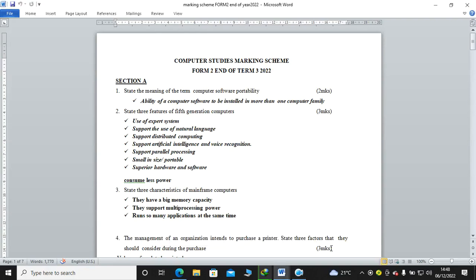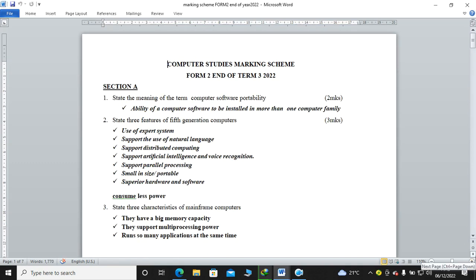Guys, in my last session, I took you through Form 1 and Form 3. This time around, if you are Form 2, welcome. Let's look at Form 2 end of term 3 or end of year exam.